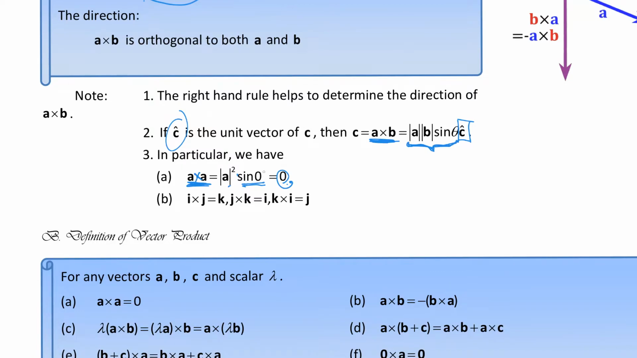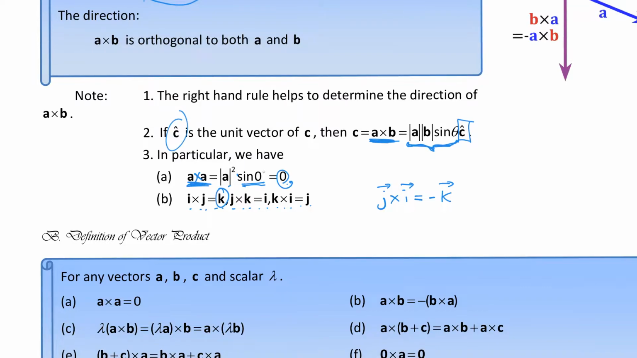So A cross A is equal to 0, and then I cross J is equal to K, J cross K is equal to I, and K cross I is equal to J. And remember, if we interchange the direction, vector J cross vector I is equal to the opposite direction of I cross J. So this is equal to negative K vector.